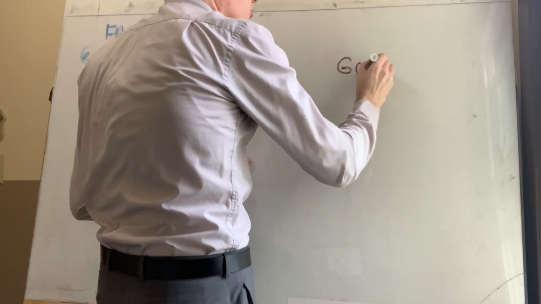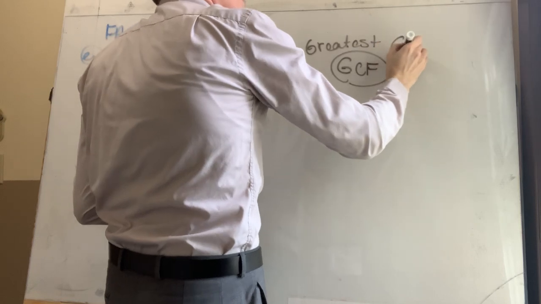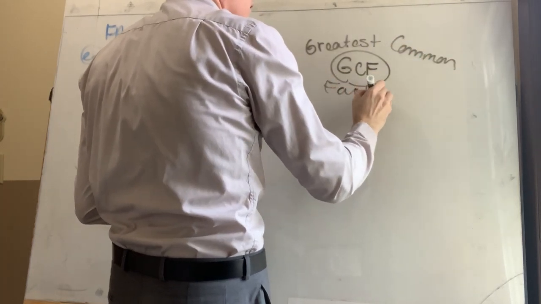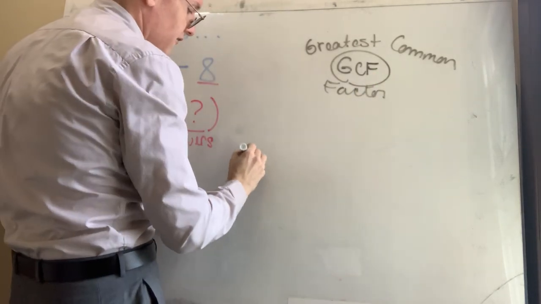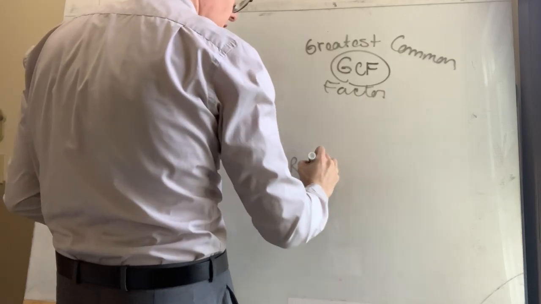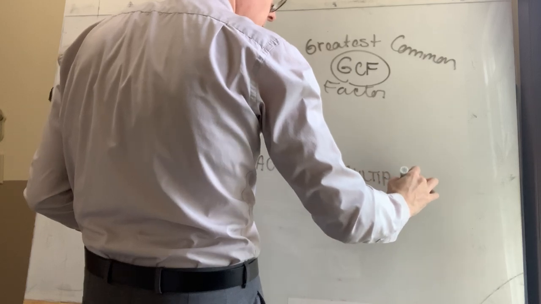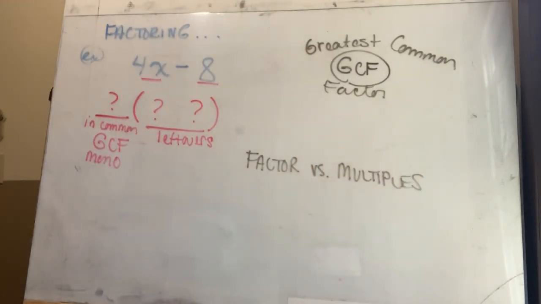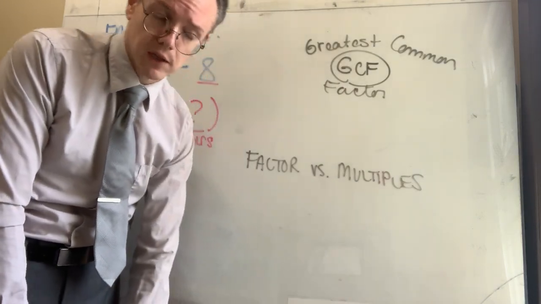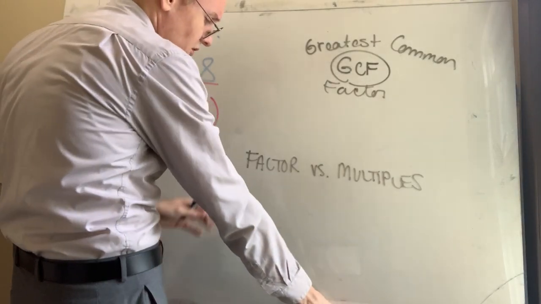So, for GCF, here's a strategy for you. Greatest common factor. And incidentally, factors are different from multiples. People often confuse these two things because a number can have both a factor and a multiple, and they might be the same digit, as a matter of fact. They both involve multiplication somehow, but here's the difference.